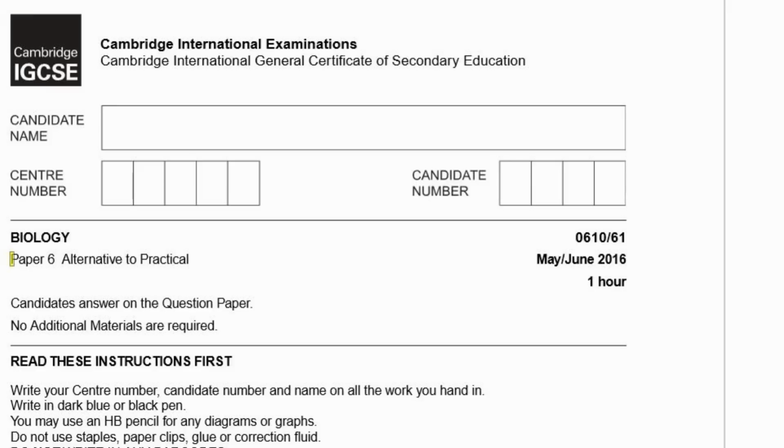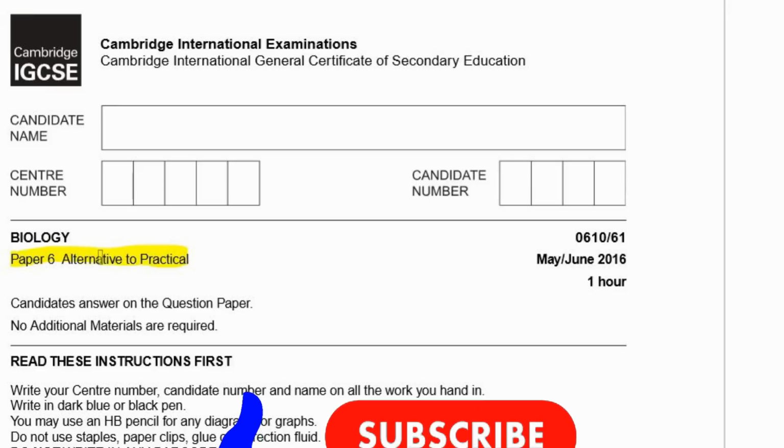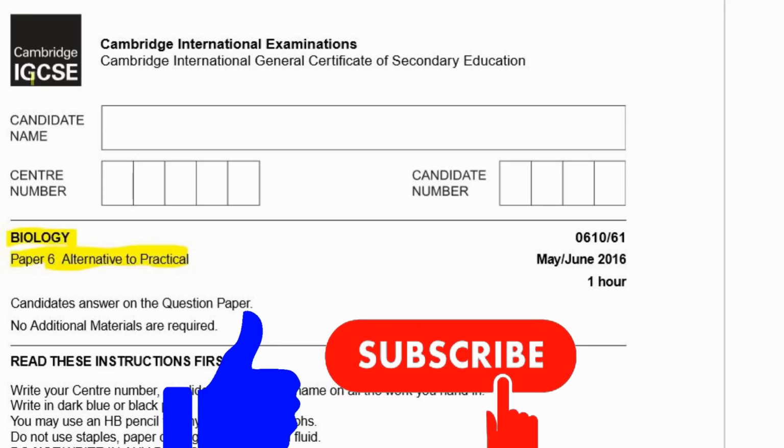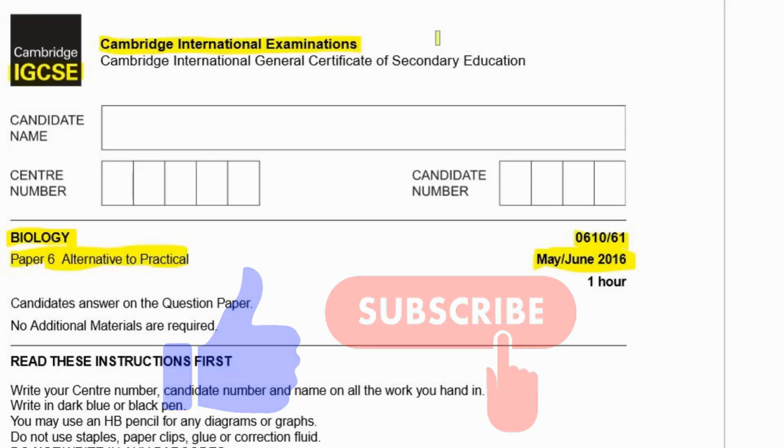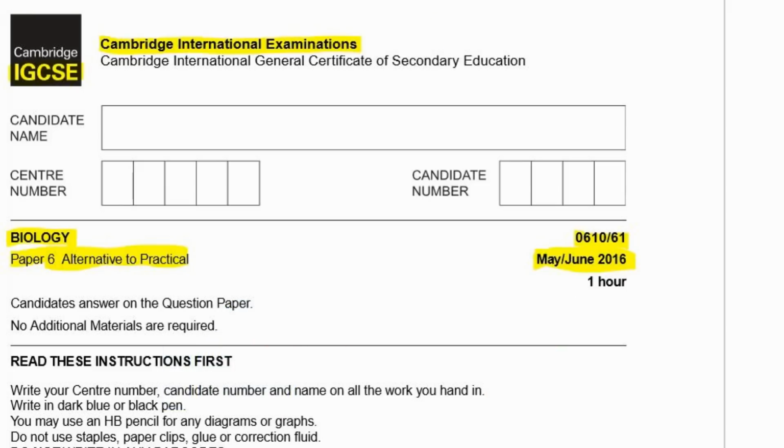All right, now we're going to go over paper 6, which is the alternative to the practical for biology. This is IGCSE Cambridge International Examination, CIE, from May-June 2016, and this is variant 1, so 0610/61. All right, let's get started.